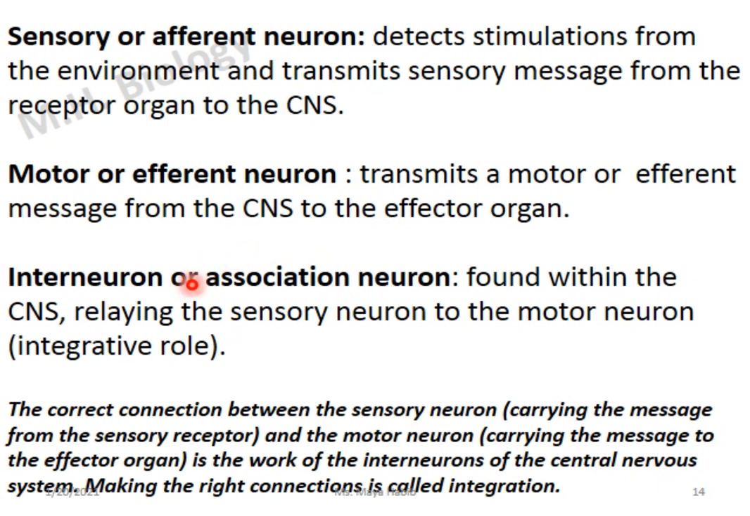And then you have the interneurons or association neurons, which are found within the central nervous system. They relay the sensory neuron to the motor neuron, and this is what is known as integrative role. So, to elaborate, the correct connection between the sensory neuron and the motor neuron is the work or the job of interneurons. So interneurons ensure communication between sensory and motor neurons in a correct way. So making these right connections is known as integration.